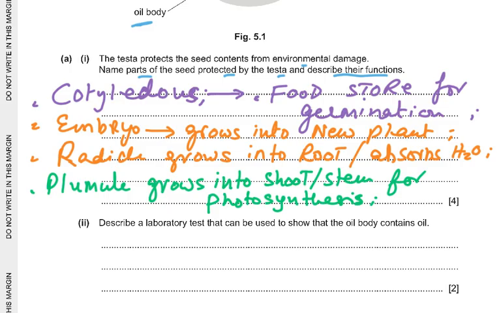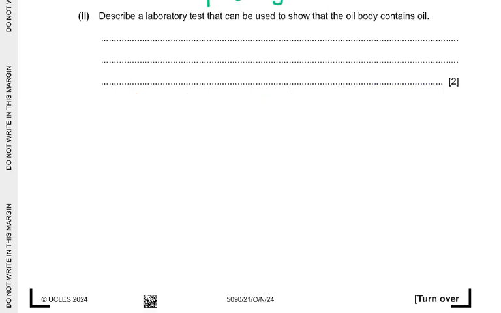The embryo grows into a new plant, the radicle grows into root, and the plumule grows into the shoot, or you can say the stem. And basically, the leaves on the stem are needed for photosynthesis. Next part of the question says describe a laboratory test that can be used to show that the oil body contains oil. So, what will you do?